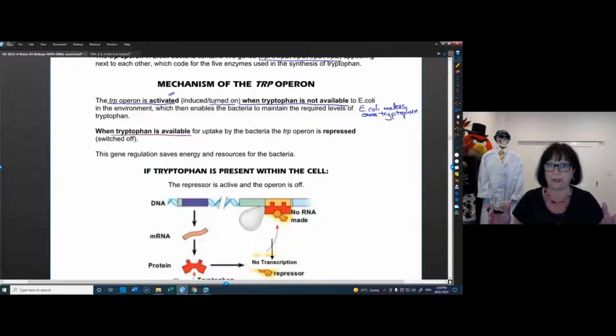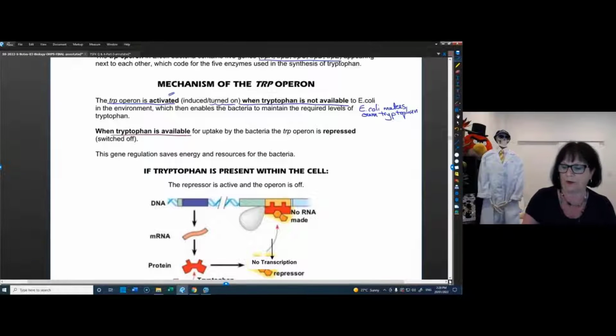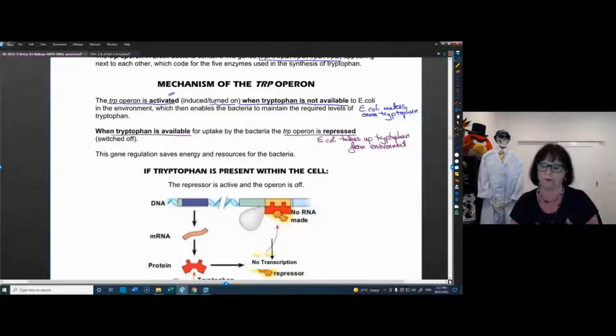But as I said, when tryptophan is available in the environment, the bacteria doesn't want all these enzymes being made. So the bacteria turns its operon off. The tryptophan operon is repressed or turned off. And the E. coli takes up tryptophan from the environment.